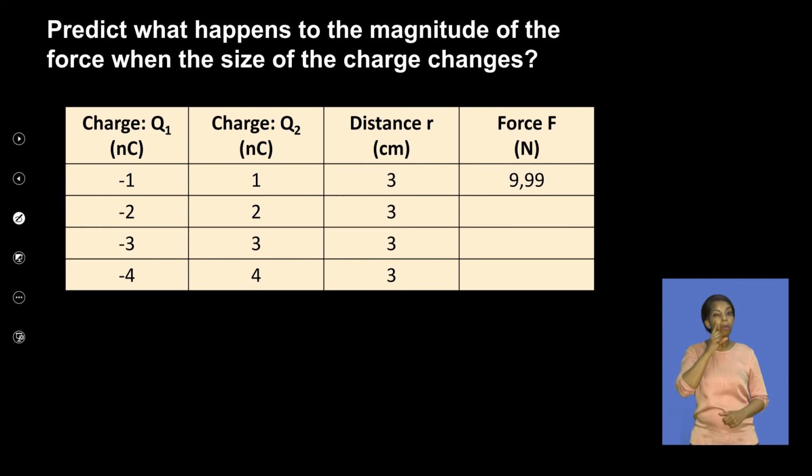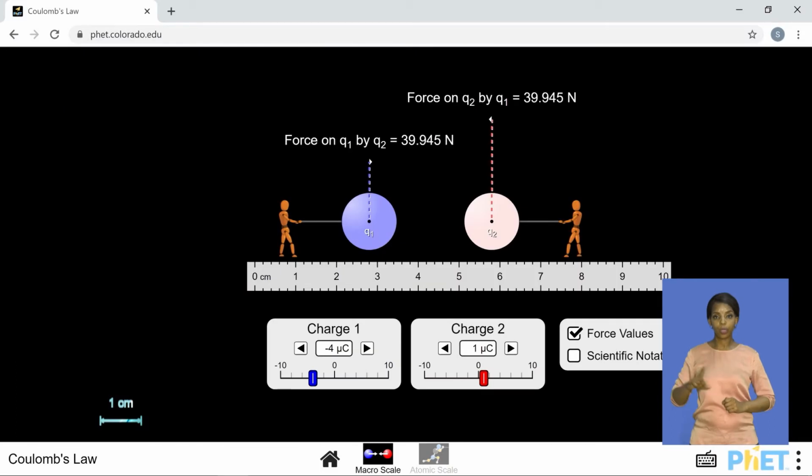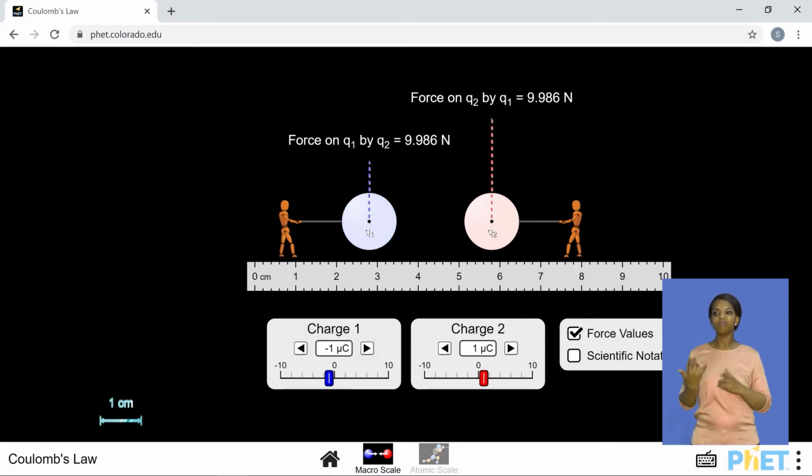The distance stays the same, but now you have to realize that we are changing both charges. Now, the initial value, if we can go back to our simulation, we started at -1 for Q1, okay? There we go, for charge 1, and then this one is +1. So the force is 9,986, right? So we are going to double both charges, okay?